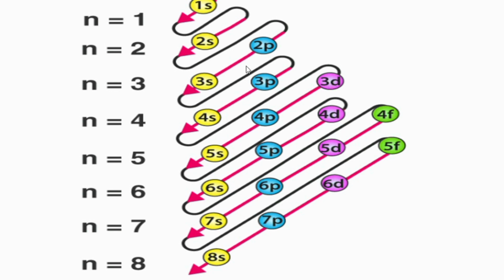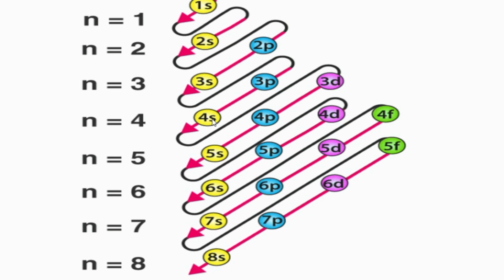In other words, the 1s orbital has a lower energy level than the 2s, and the 2s also has a lower energy level than the 2p. The 2p also has a lower energy level than the 3s, in that order.